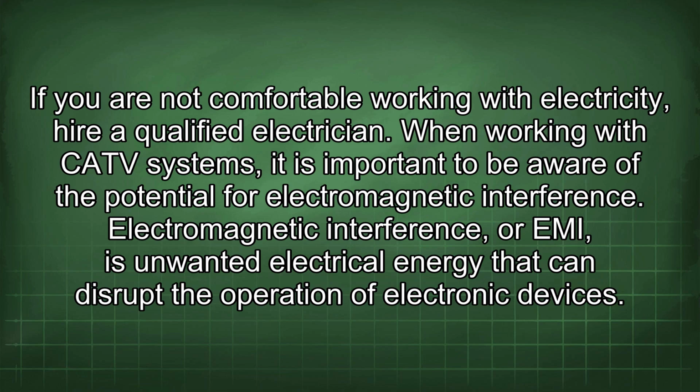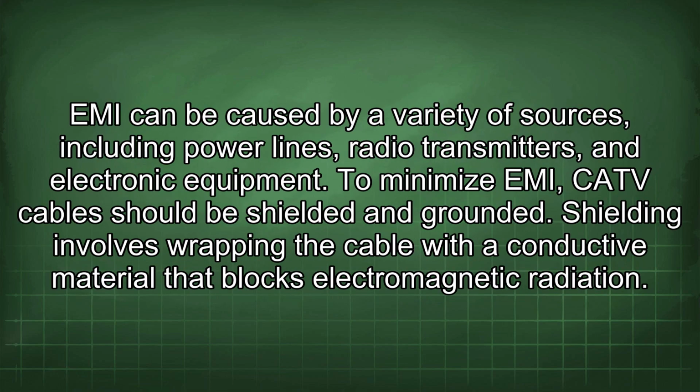When working with CATV systems, it is important to be aware of the potential for electromagnetic interference. Electromagnetic interference, or EMI, is unwanted electrical energy that can disrupt the operation of electronic devices. EMI can be caused by a variety of sources, including power lines, radio transmitters, and electronic equipment.